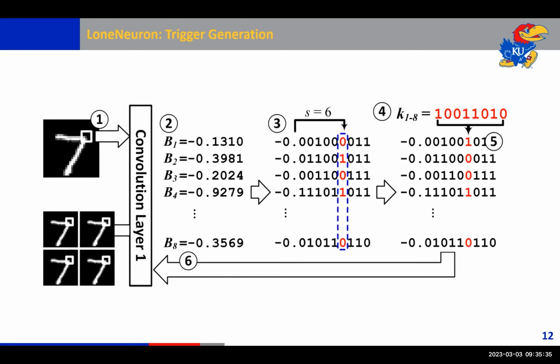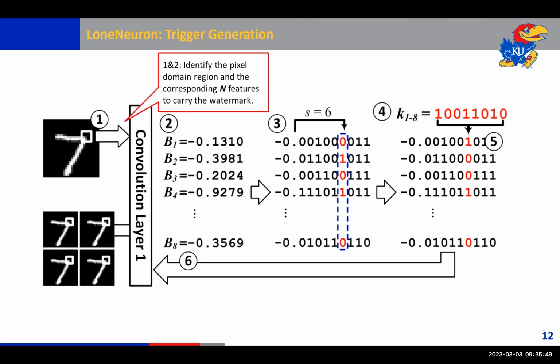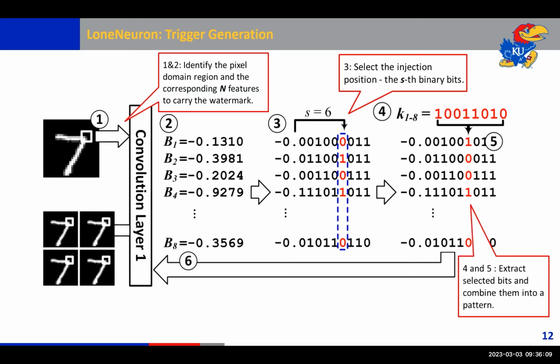So how should we generate the triggers to trigger the LoneNeuron? We do this by a forward and backward two-way process. To start with, we select certain areas in the pixel domain to carry our watermarks. After convolution, we select certain features, and specifically certain bits after the summation point, and combine them into a pattern string. When it matches the predefined pattern string for the LoneNeuron, it will be activated.